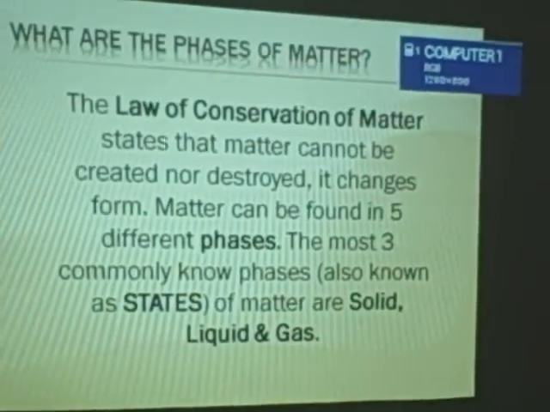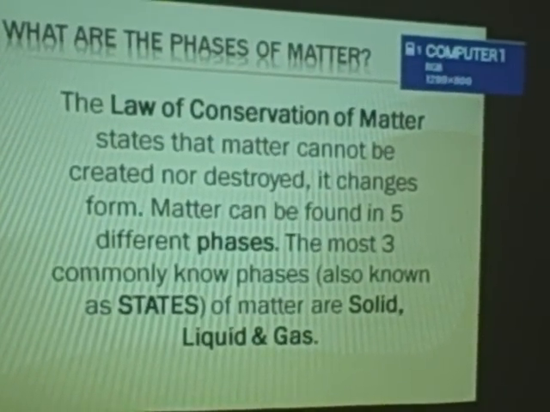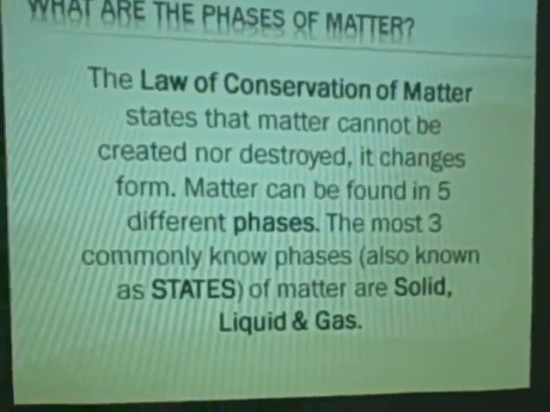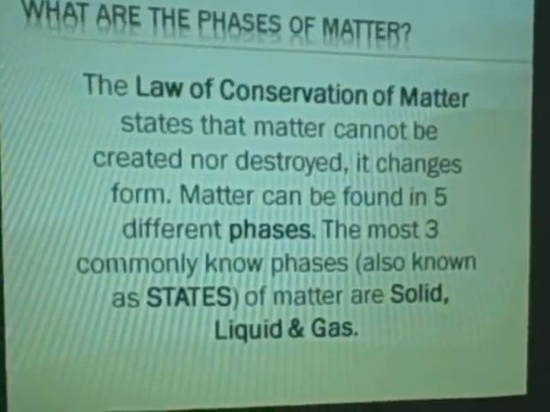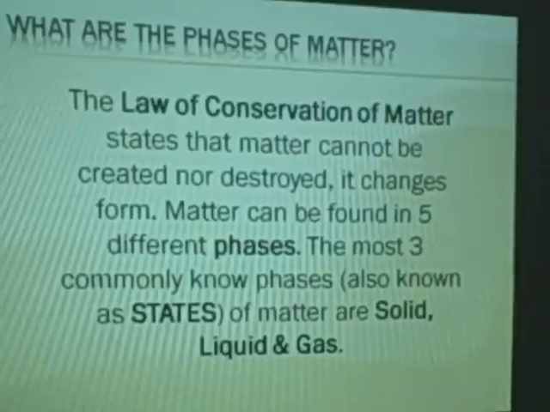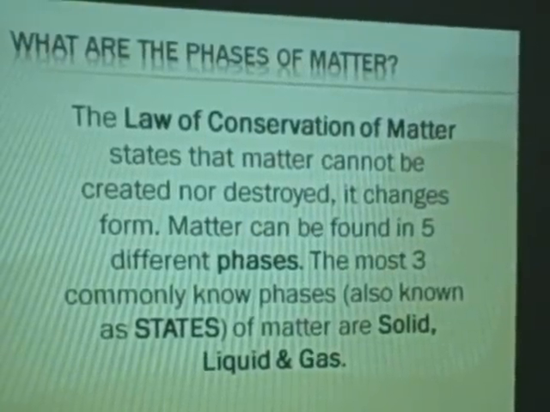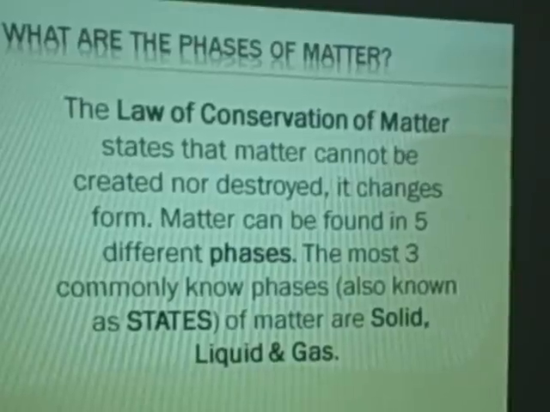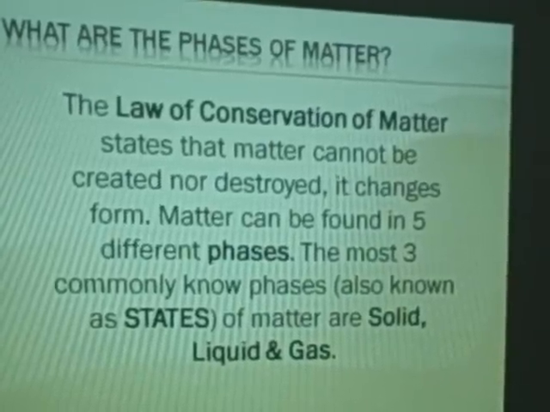The law of conservation of matter states that matter cannot be created nor destroyed. It just changes form. It can be found in 5 different phases. Your parents probably learned that there were only 3, so you can show off and tell them how much more you've learned. The 3 commonly known ones, also known as states of matter, are solid, liquid, and gas.